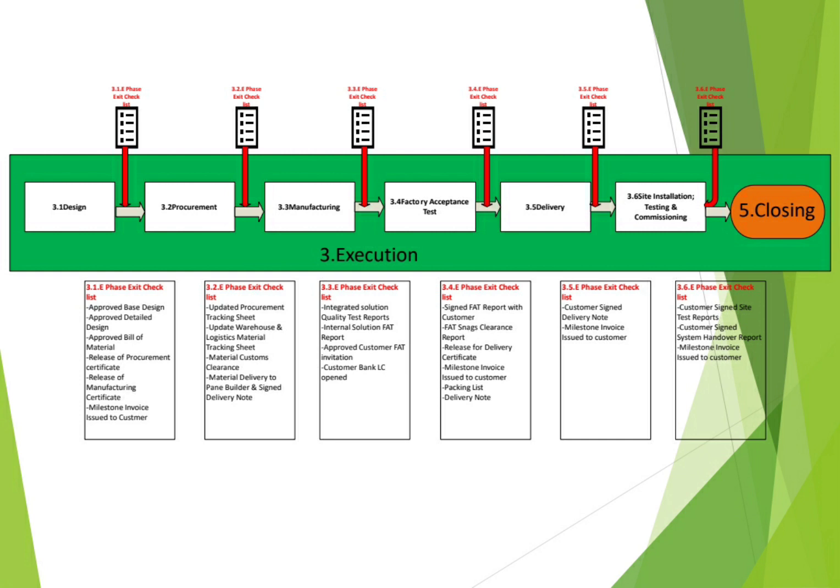Also update for the warehouse and logistic material tracking sheet. If any material are received in the warehouse, it should be updated by the warehouse team. Also, what is the status of the material customs clearance, if it is cleared or not, when the cost of this clearance will come. All of this you need to have it also to validate during this phase exit.